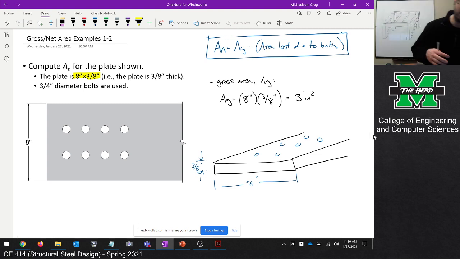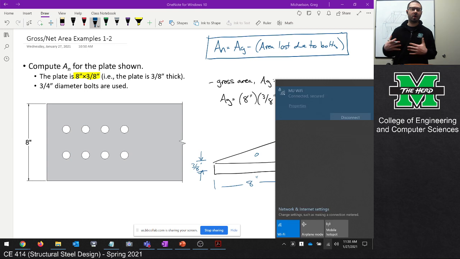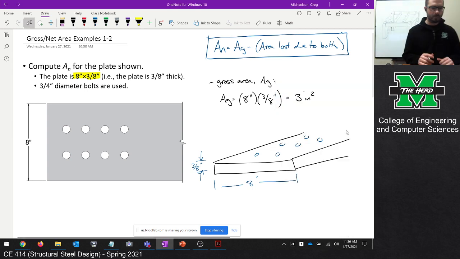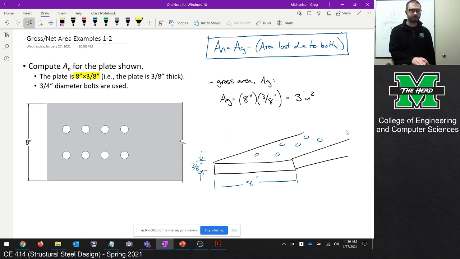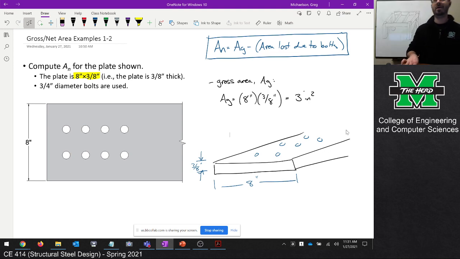Okay. So what I'm saying about the 8 by 3/8 is that the plate is 8 inches wide and it's 3/8 of an inch thick. So we're talking about the cross-sectional area of the plate. Does that make sense? Okay, that's the key right there. Cross-sectional. I thought you were talking about the face that we were seeing. That's a great question. And to be clear, we are always going to be talking about cross-sectional areas when we're talking about this type of concept.